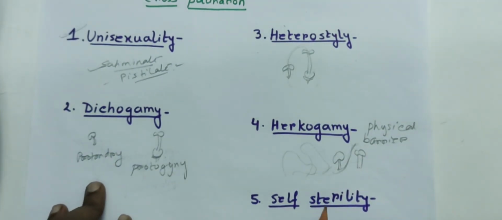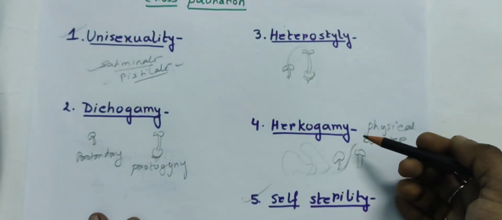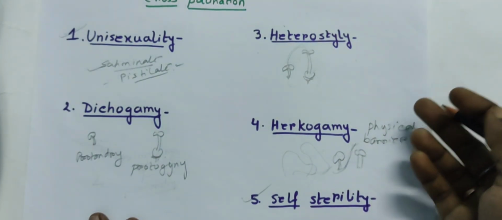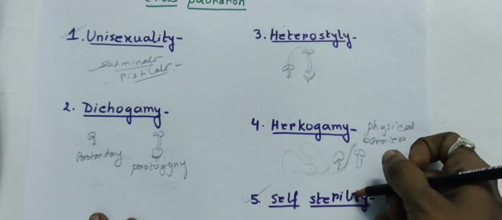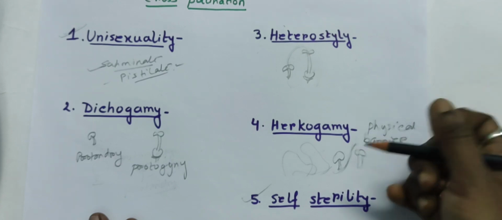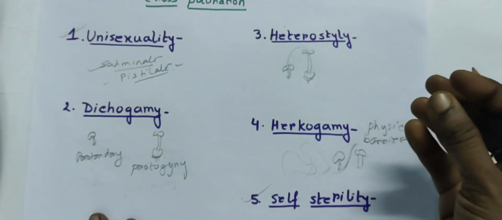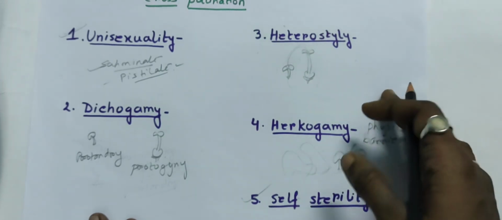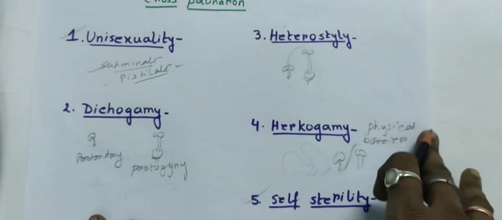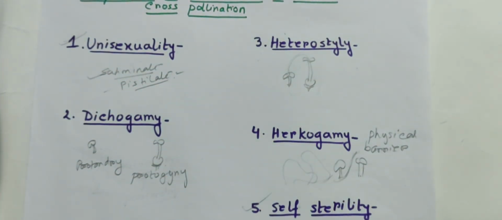Next, come to self-sterility. If the male part or female part is sterile, they are not able to perform any kind of reproduction, so they are called sterile flowers. If the gynoecium is sterile or the androecium is sterile, then the flower is supposed to do cross pollination. So these are some characters that insist a flower to perform cross pollination.